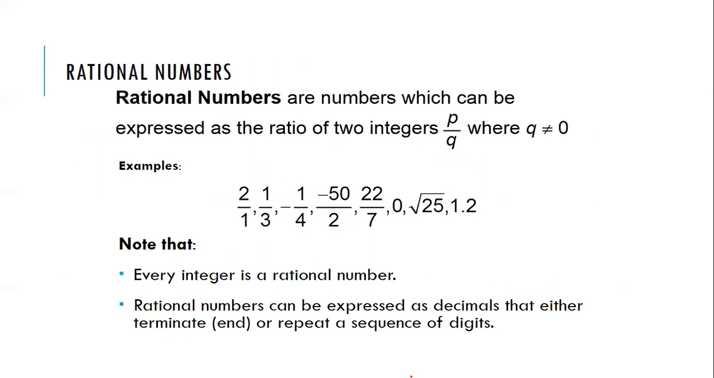Key thing is rational numbers can be expressed as decimals that either terminate or repeat a sequence. And that's just a breakdown of them. And again, don't feel the need to write all this down at this moment. You do have access to it.